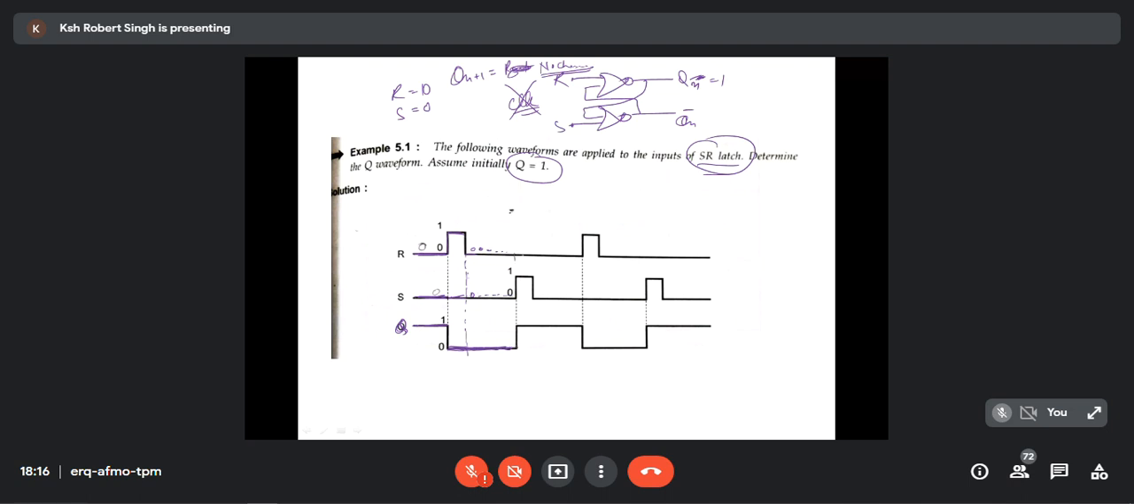Now, let's see. R is 0, S is 1. That means set. Output will become high. Yes, output will become high. Set is done, output becomes high. From the truth table, we know.